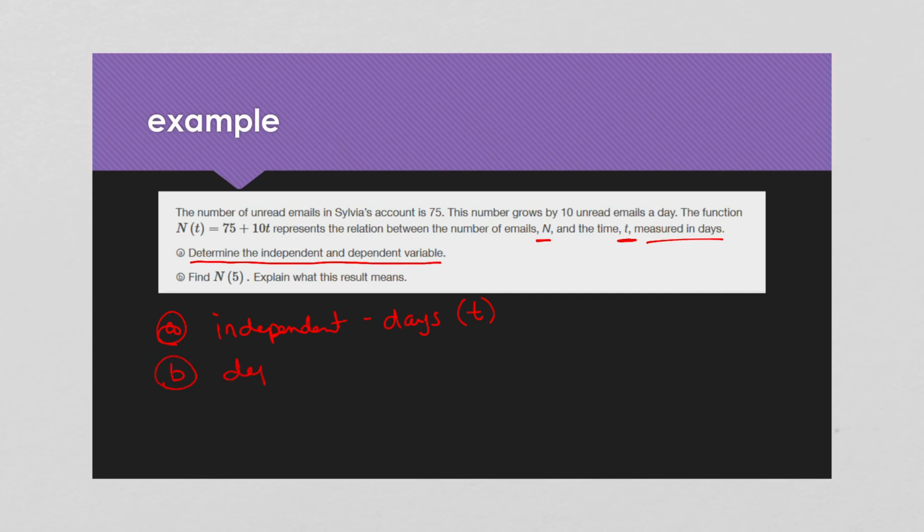Our dependent variable is the other variable. So in this case, it's the number of emails, which what variable describes that? N. Okay, so that's what they're looking for here. N and T.